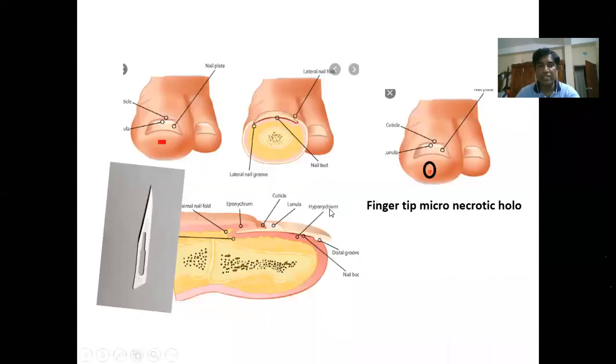My recommendation is that you just put a small stab incision and introduce your wire. By this simple technique, in the foot, nail bed, finger or toes, you can avoid this type of fingertip micronecrotic hole. Usually this is a very common thing if you do not consider this during wire fixation.